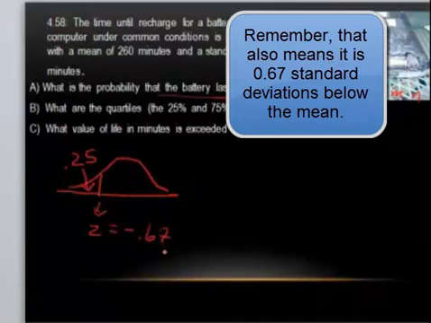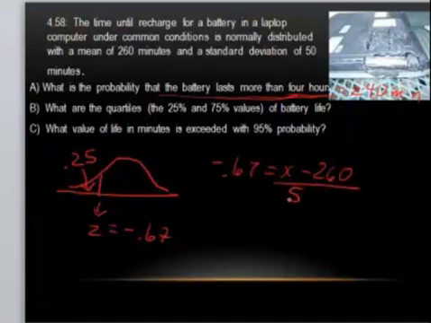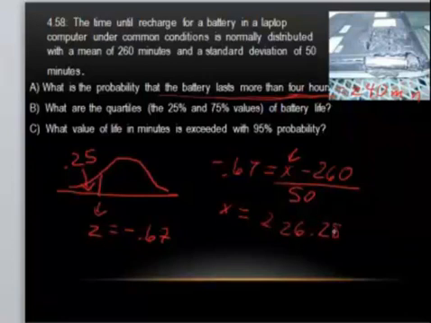And if we translate that Z-score, we can say negative 0.67 is equal to X minus, what is our mean, 260, over 50. And we solve for X. Then X is going to be 26.28 essentially minutes.